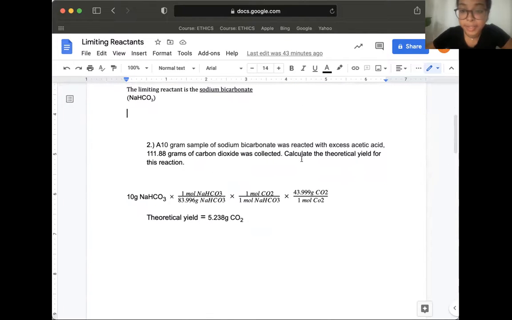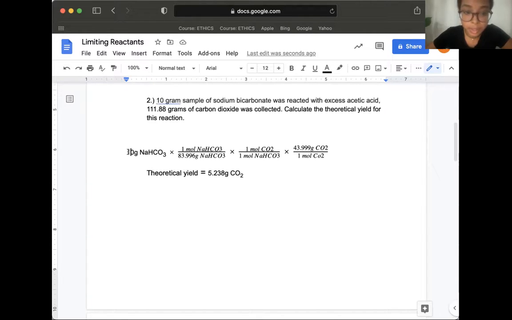Number 2 asks me to calculate the theoretical yield for this reaction if I have 10 grams of sodium bicarbonate reacting with acetic acid, then creating carbon dioxide, with 111.88 grams of carbon dioxide collected.